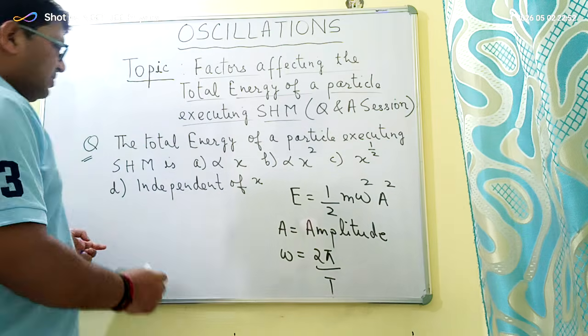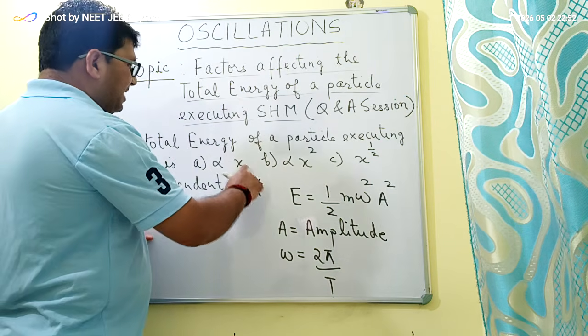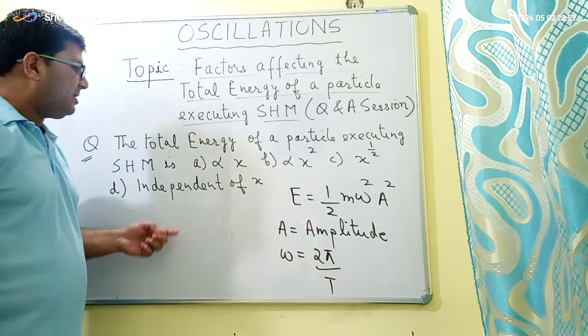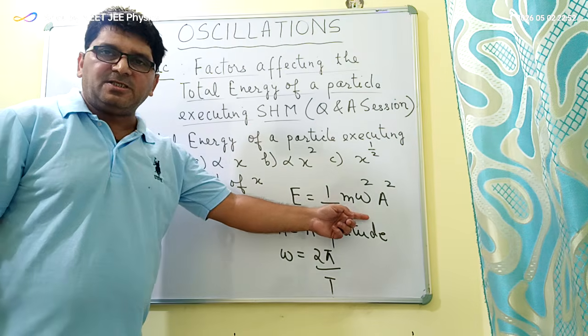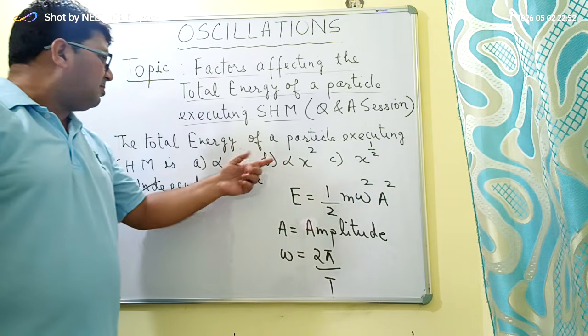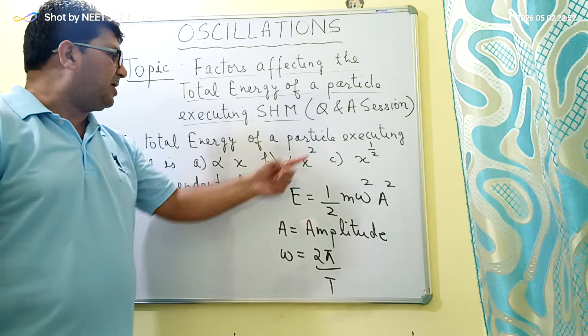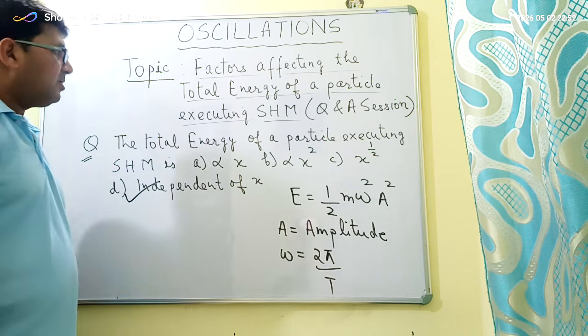So from this equation we can simply see that the total energy of the particle is independent of x. That is, the total energy is not depending on the displacement of this particle from its mean position.